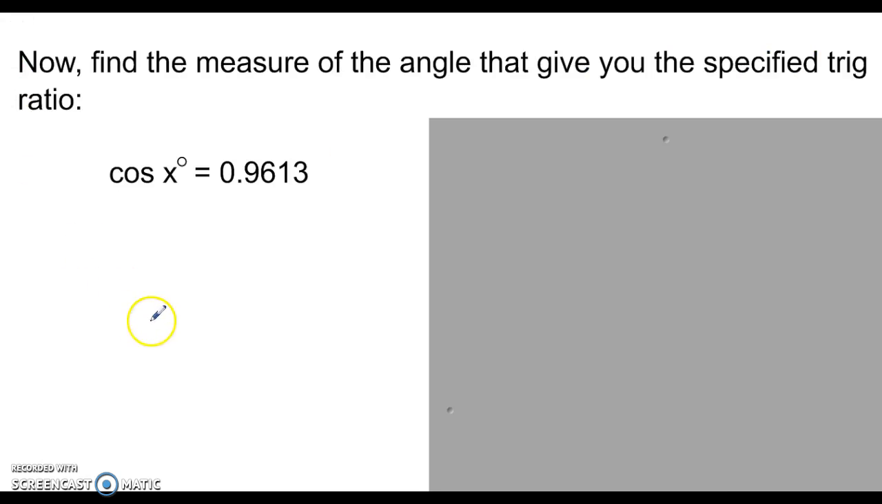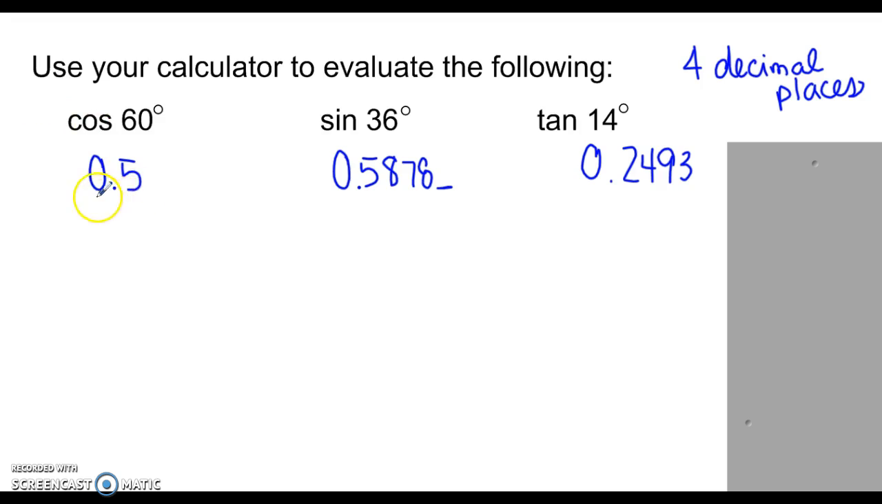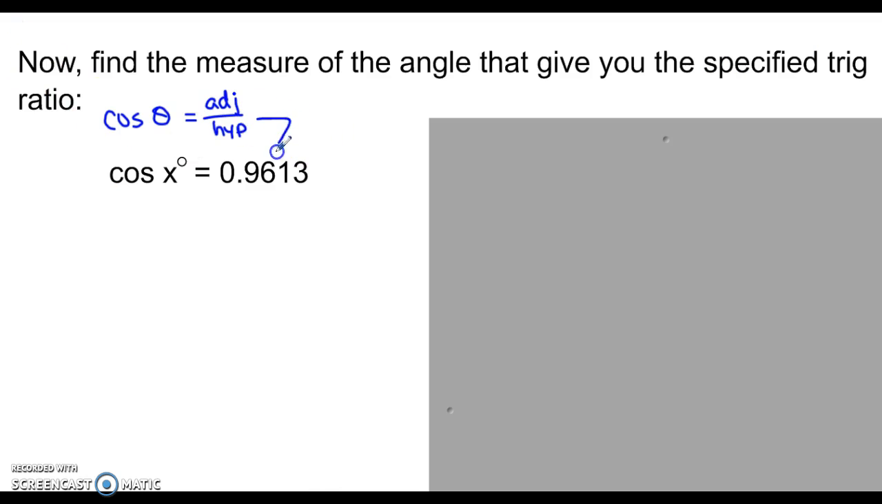So what we're going to do is take a look at when we're missing the angle. What we do know is that when we have the cosine of any angle, it is the ratio of the adjacent over the hypotenuse. So this number, 0.9613, is exactly the type of number you would get when you plug numbers into the tangent, sine, and cosine using your calculator. This number is what you get when you divide the adjacent by the hypotenuse. Whatever these two numbers are, you get 0.9613.